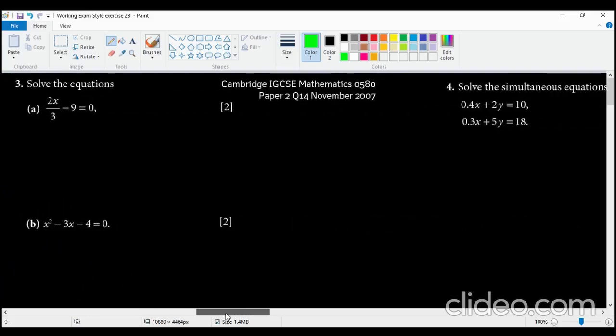Moving on to question number 3. This is a pretty simple one. I will just write 2x over 3, and this minus 9 will go to the other side and become a positive 9, and 2x is going to be equal to 3 times 9, which is 27. So the final answer is going to be 13.5 for this question.